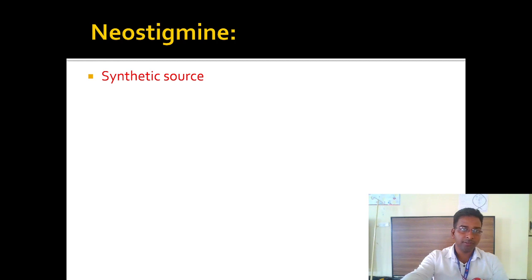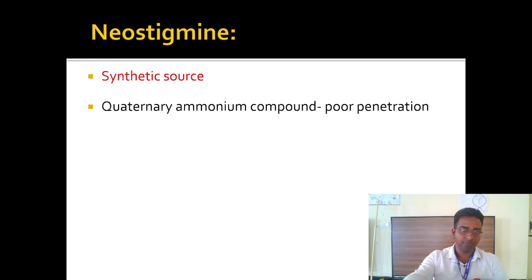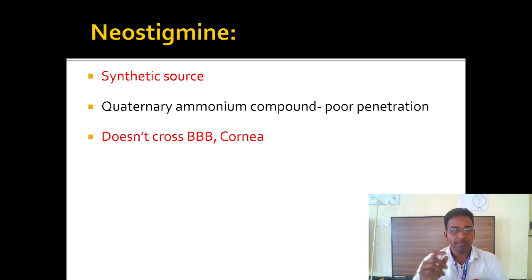Another drug in the same category is neostigmine, which is much more potent than physostigmine. But it has its own drawbacks. It is a synthetic compound, chemically synthesized, not a natural product, and it has a quaternary ammonium structure. So it penetrates very poorly through the blood-brain barrier, and it cannot cross the cornea.